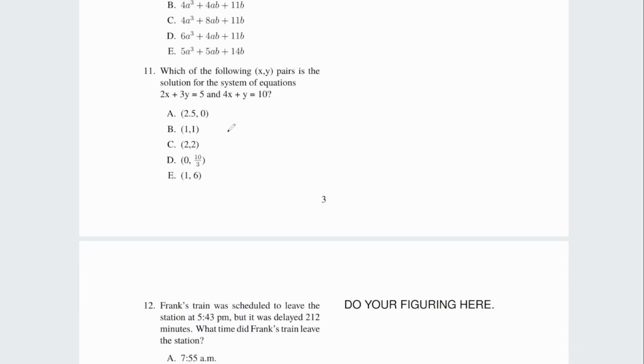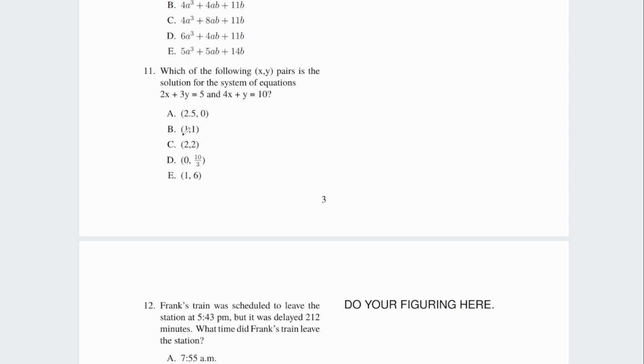Which of the following xy pairs is the solution for the system of equations 2x plus 3y equals 5 and 4x plus y equals 10? You can do a lot of algebra to figure these ones out, but what I find with systems of equations problems is that it's normally easier just to find the answer choice that has the most common x value and see if that works, and sort of plug and chug that way.